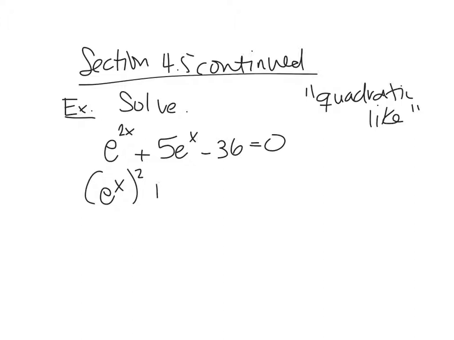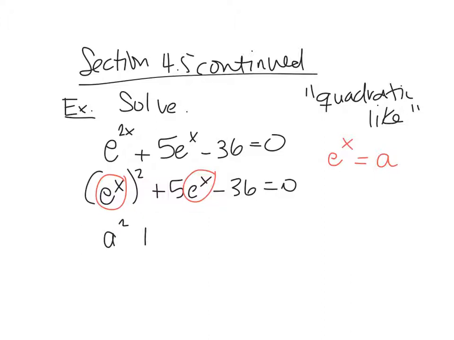Now, if I rewrite my little equation here, maybe this will help. I have something squared plus 5 times that same thing minus 36 equals 0. So what I'm going to do is substitute these two pieces, and I'm going to set e^x equal to, say, a, just some variable. Now when I replace it, I have a² + 5a − 36 = 0. So now I do have a quadratic, and I can, of course, factor or use the quadratic formula.